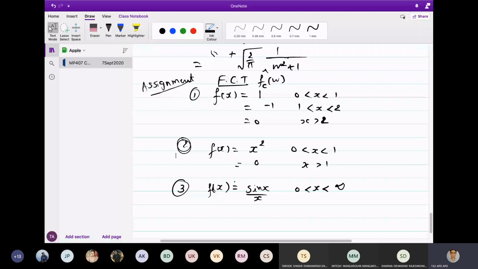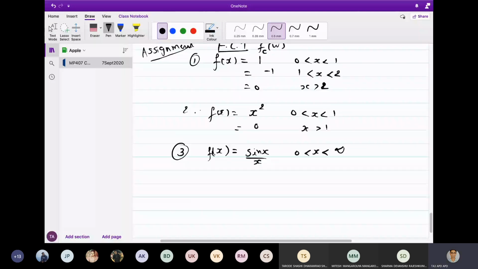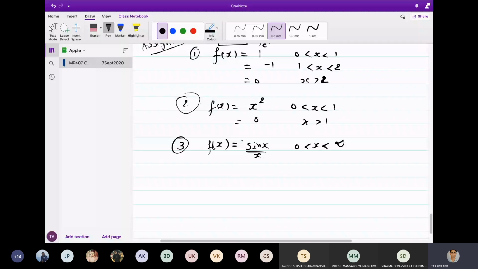So for this, you just find out what you can do. Similarly, you can do it for cos x upon x also, but just do it first for this one and then see what answer you get. And if you don't get any answer, then just see what should be the reason. Why can we not get, or can we get the transform for this? So these three examples we should be doing.